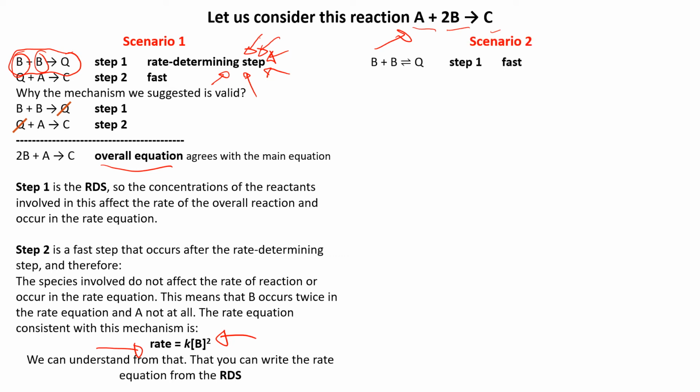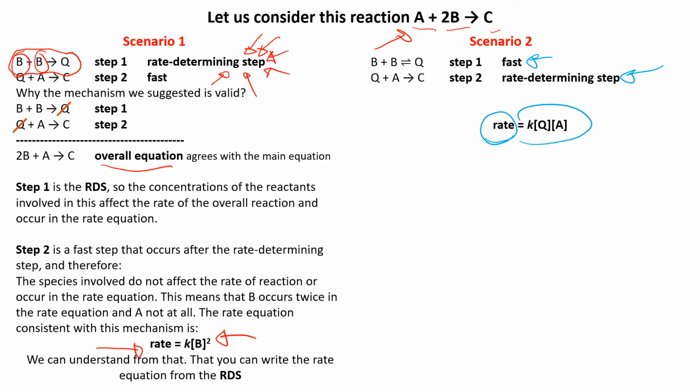What about scenario number 2? In scenario number 2, we have been given data telling us that B plus B is the fast step. Let's assume that we have data telling us that the second equation is the rate determining step. For that reason, the rate expression or the rate law will be written as: the rate is equal to K multiplied by the concentration of Q multiplied by the concentration of A.